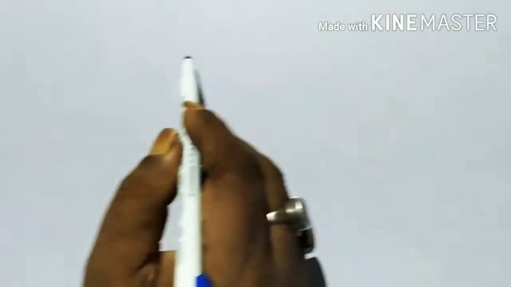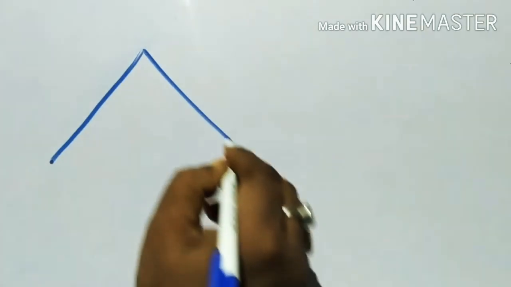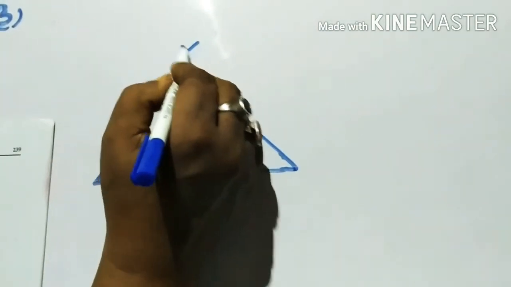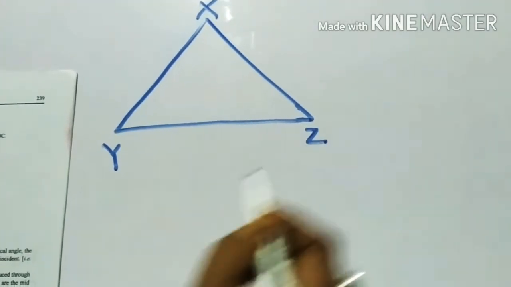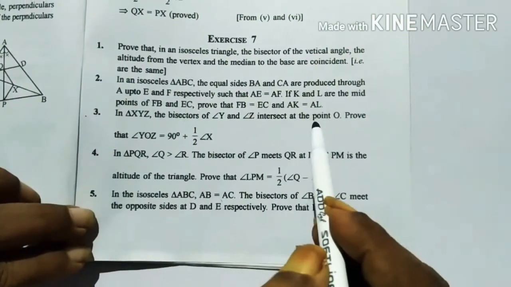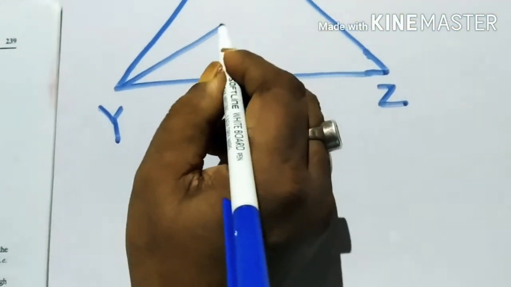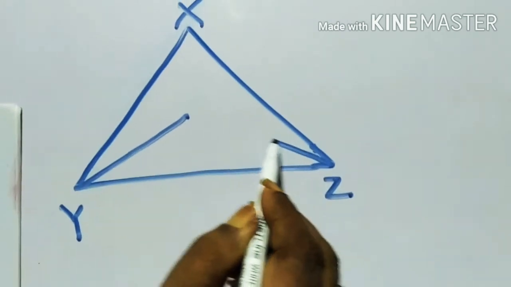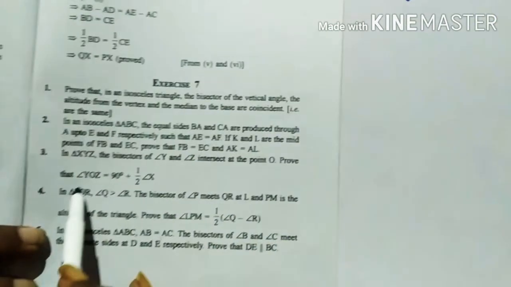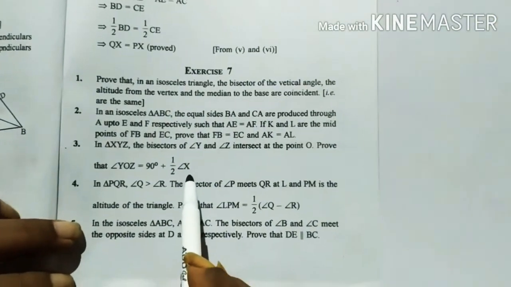In triangle XYZ, the bisectors of angle Y and angle Z intersect at point O. Prove that angle YOZ is equal to 90 degrees plus half angle X.